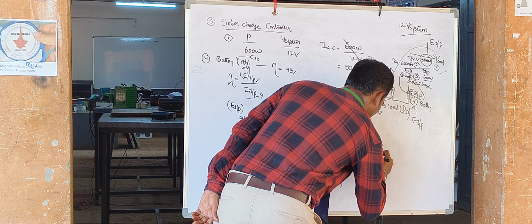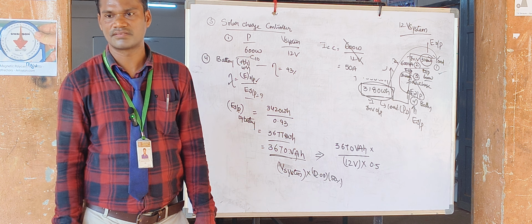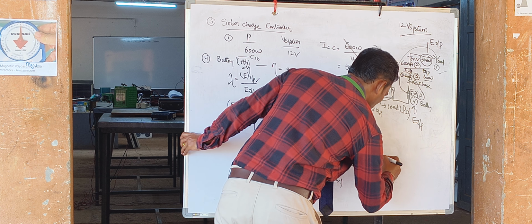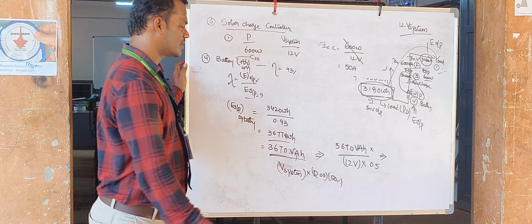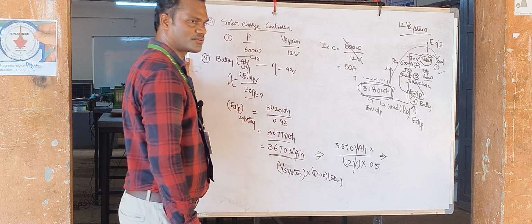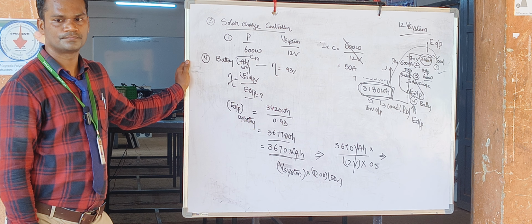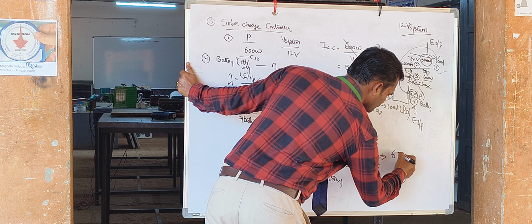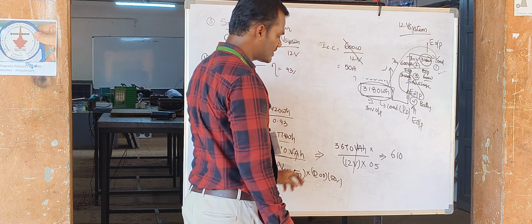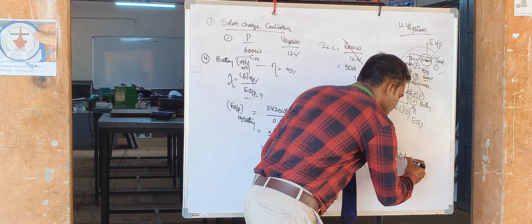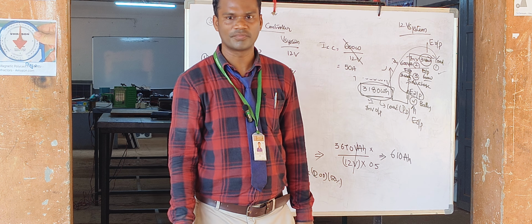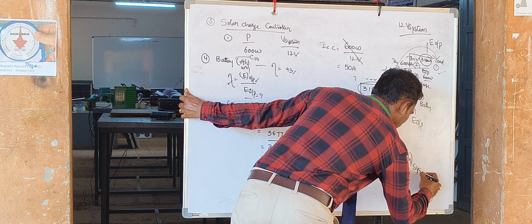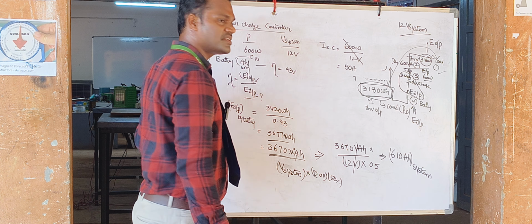0.5. And you can take the number of autonomy days. Autonomy days means cloudy days also, that you will do in solar also. So perform this value. You can see in this calculation, voltage will get cancelled out. 610. What is the rating? Ampere hour. Yes or no? Ampere hour. Now this 610 is the Ah rating of the system.